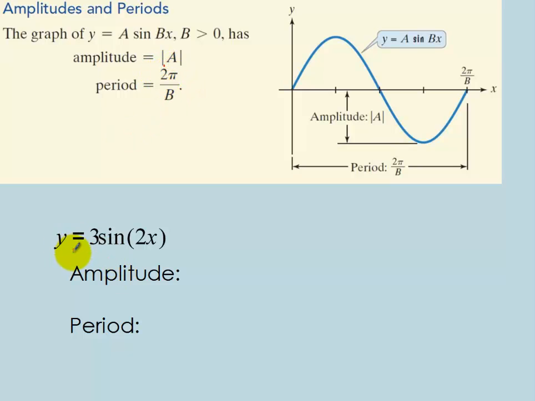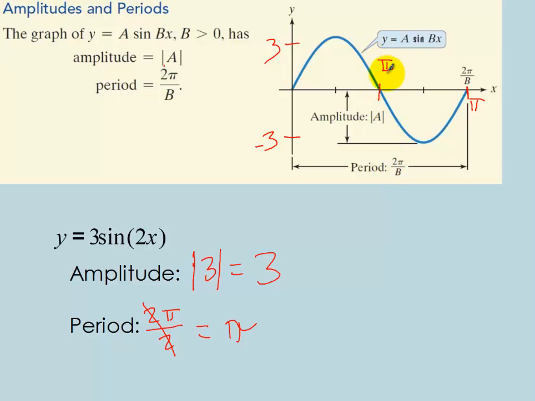For example, if we had the equation y equals 3 sine of 2x, the amplitude is going to be the absolute value of 3, which is just 3. It's that coefficient on the outside. That means the graph is going to go up to +3 and down to -3. Now the period is 2 pi divided by b, so b is 2 in this case. The 2s cancel, so your period is pi. That means the length of one whole period is pi, and half that length would be pi over 2.